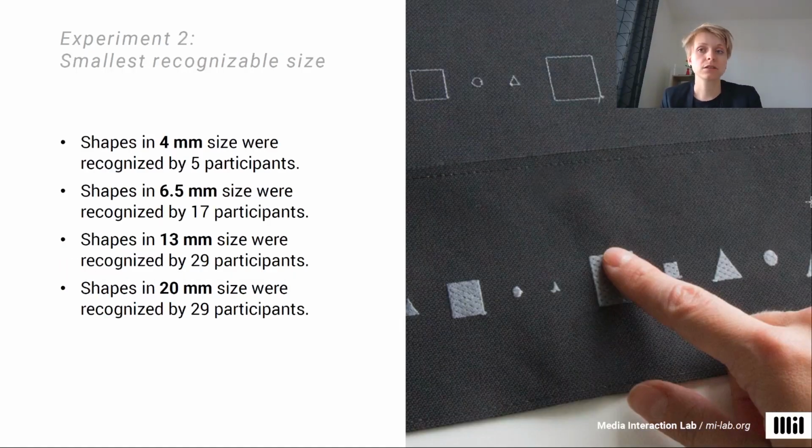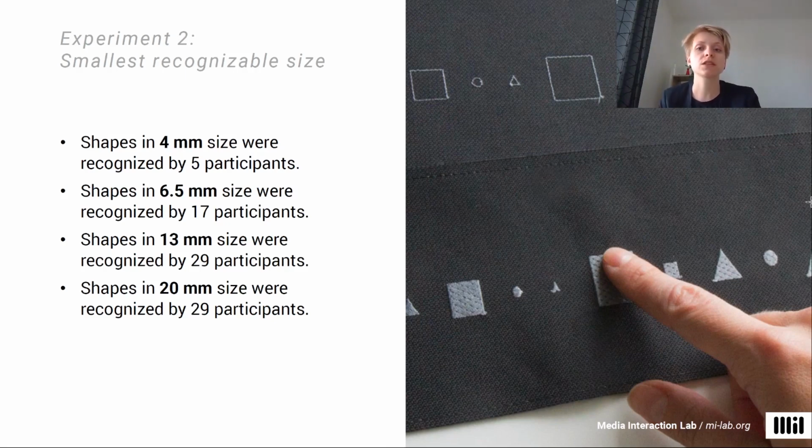Experiment number two was about smallest recognizable sizes. We again asked the participants not to look at these samples, only to touch them, and if they are able to recognize the shape that they're feeling, can they name it for us? Our assumption was that the border between what they can recognize and what they cannot would be around 13 millimeters. This comes from Braille. Each Braille character is about 13 millimeters in size, which is also roughly the size of a fingertip. This proved to be the case in textiles as well.